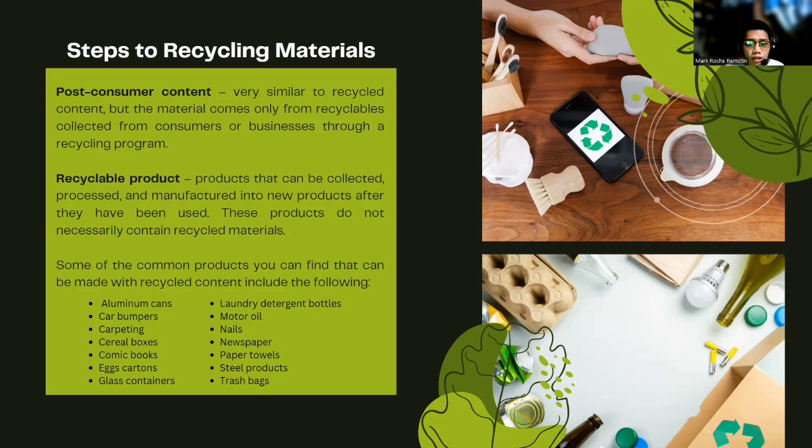Some of the common products you can find that can be made with recycled content include the following: aluminum cans, car bumpers, carpeting, cereal boxes, comic books, egg cartons, glass containers, laundry detergent bottles, motor oil, nails, newspapers, paper towels, steel products, and trash bags. So these are the common products which you can find in your household and that are made with recycled content.